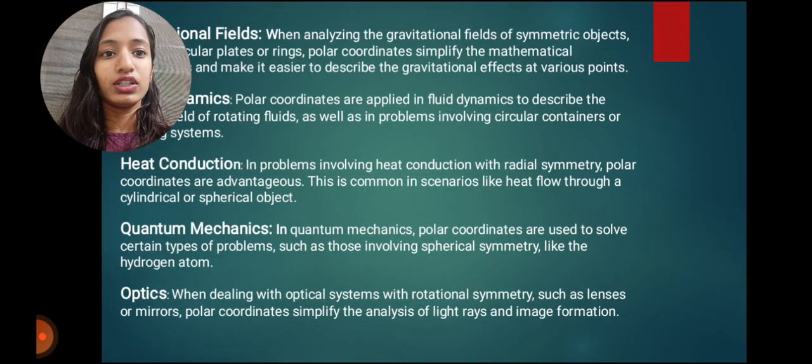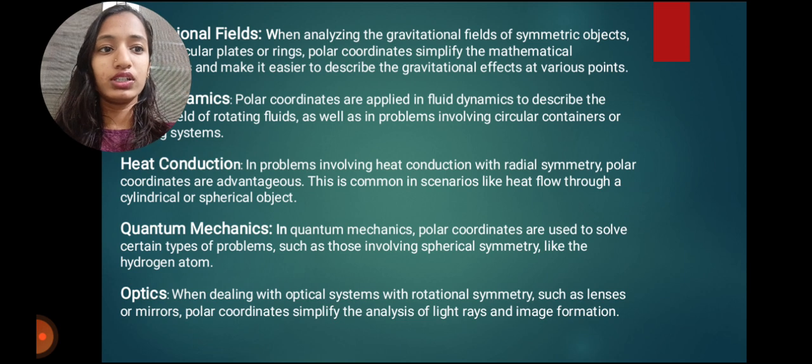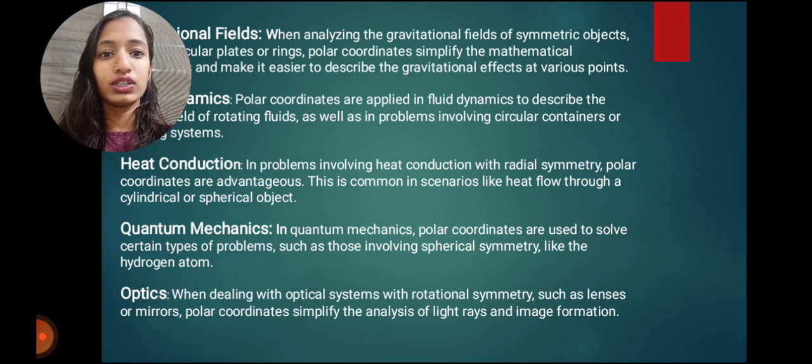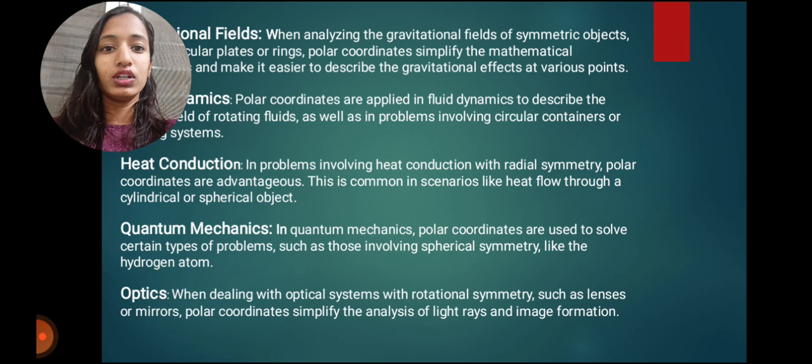Heat conduction. In problems involving heat conduction with radial symmetry, polar coordinates are an advantage. This is common in situations like heat flow through a cylindrical or spherical object. Quantum mechanics. In quantum mechanics, polar coordinates are used to solve certain types of problems, such as those involving spherical symmetry, like the hydrogen atom.